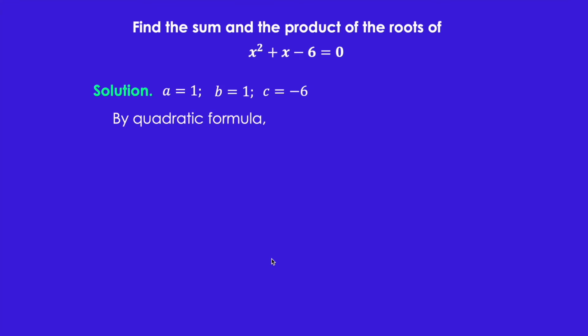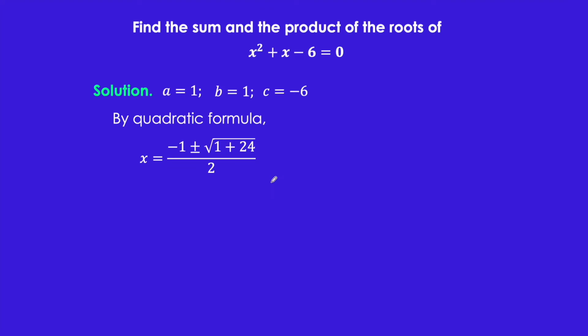By quadratic formula, we have x equals negative b plus or minus square root of b squared minus 4ac all over 2a. Let us compare the result of this method to our previous formula. Now, by quadratic formula, we have x equals negative 1 plus or minus square root of 1 squared minus 4 times 1 times negative 6 all over 2 times 1. We just simply substitute these values to our quadratic formula and this is the result.